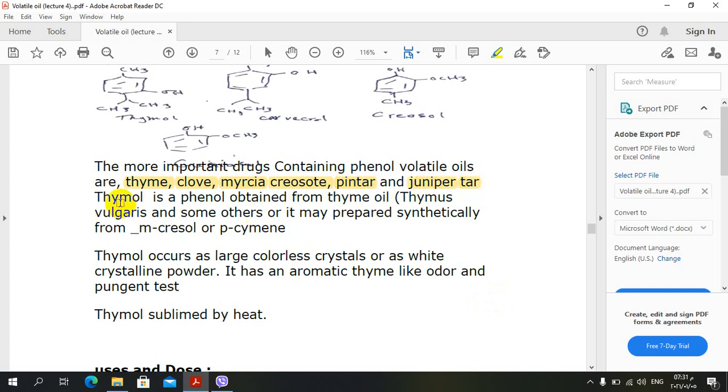Thymol is a phenol obtained from thyme oil, Thymus vulgaris and some other, or it may be prepared synthetically from metacresol or p-cymene. Thymol occurs as a large colorless crystal or as a white crystal powder. It has an aromatic thyme-like odor and pungent taste. Thymol is sublimed by heat.